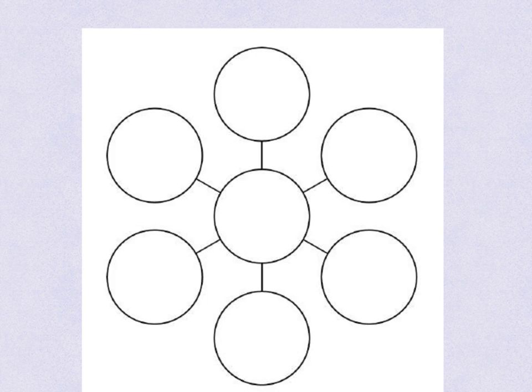Here's one that you've probably used already. This is a simpler one that a lot of people use in elementary school. It's called the bubble map. We often use the bubble map to describe a concept or a person or a place or anything really.